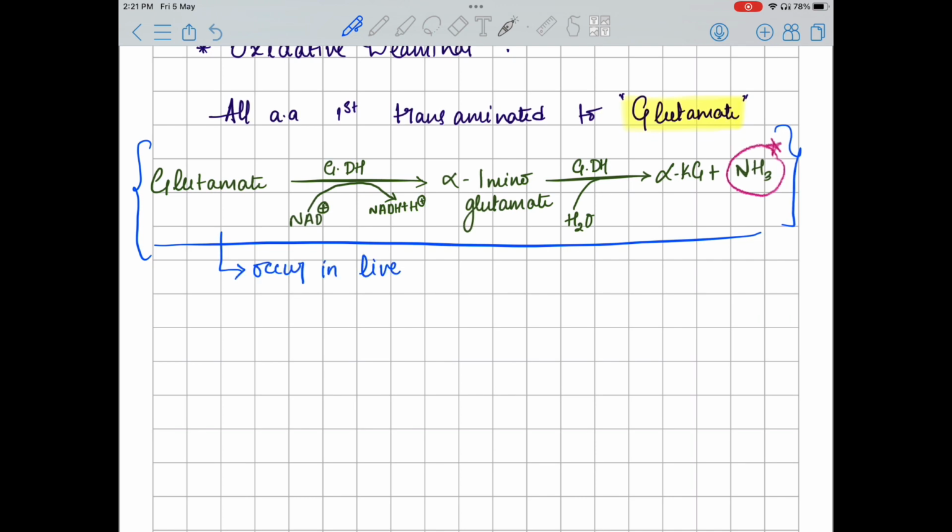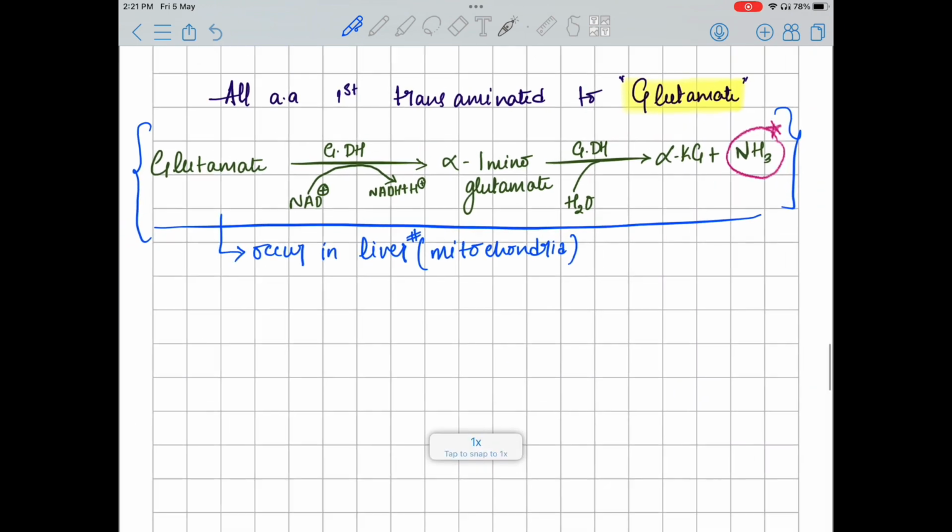This process occurs in the mitochondria of the liver. The entire process occurs in the mitochondria of the liver. Now glutamate dehydrogenase enzyme performs a reversible process. If it goes ahead, it can come backwards as well.